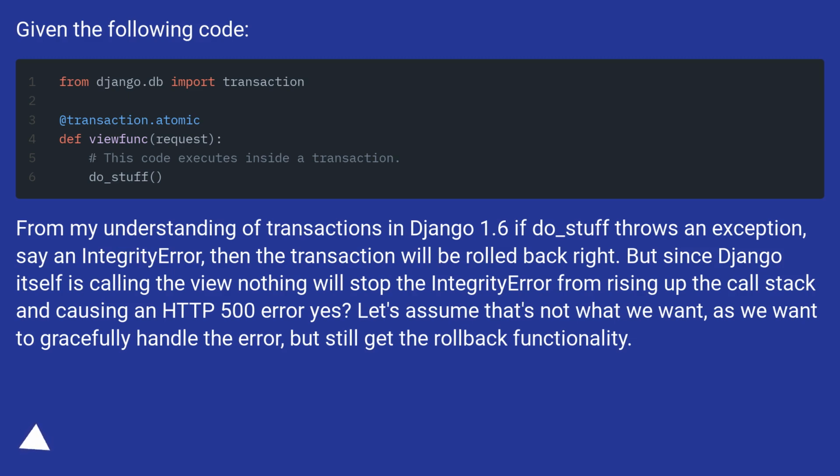But since Django itself is calling the view, nothing will stop the integrity error from rising up the call stack and causing an HTTP 500 error, yes? Let's assume that's not what we want, as we want to gracefully handle the error, but still get the rollback functionality.